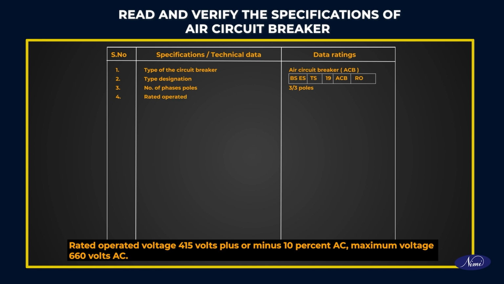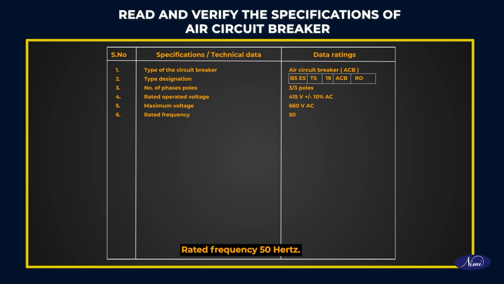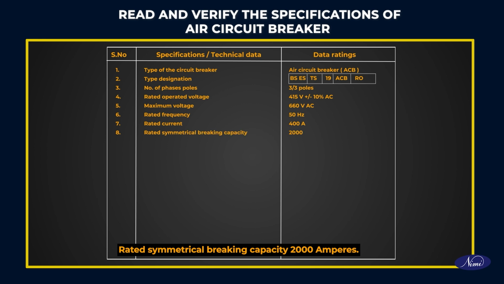Rated operated voltage: 415 volts plus or minus 10% AC. Maximum voltage: 660 volts AC. Rated frequency: 50 Hz. Rated current: 400 amperes. Rated symmetrical breaking capacity: 2000 amperes. Rated making current: 4400 amperes. Rated short time current: 2 kiloamperes.